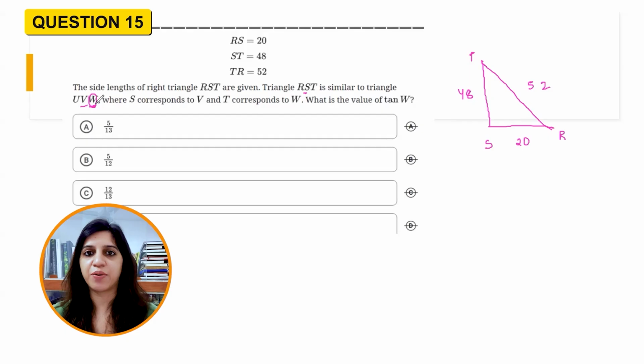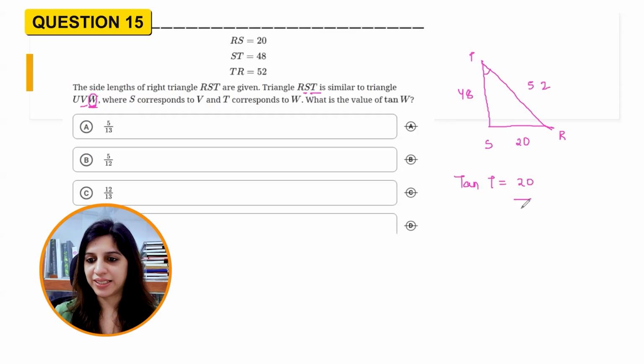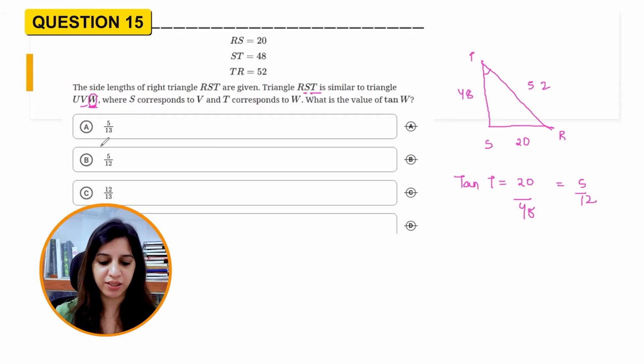If the angles are equal, wherever I put a 40-degree angle in whichever triangle in the world, isn't tan 40 going to be the same? It is, right? So whatever is the value of tan W, isn't it going to be the same as tan T? Since W is equal to T, tan T is going to be the same as tan W. Let's see what tan T is. So opposite over adjacent. I can simplify this. I can cancel this by 4, which gives me 5 by 12, which is option B. Option B is correct here.